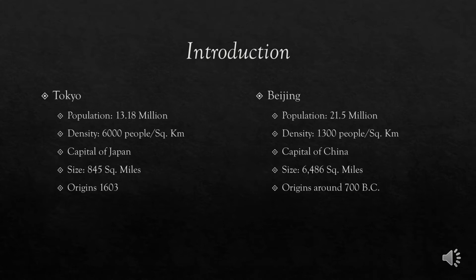Beijing has a population of 21.5 million people, a density of 1,300 people per square kilometer. It is the capital of China, and its size is 6,486 miles. Its origins are around 700 BC.